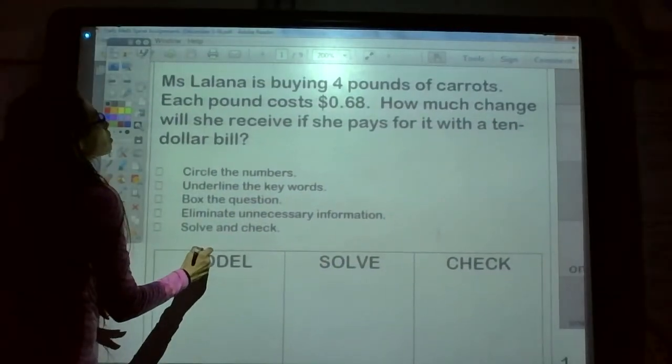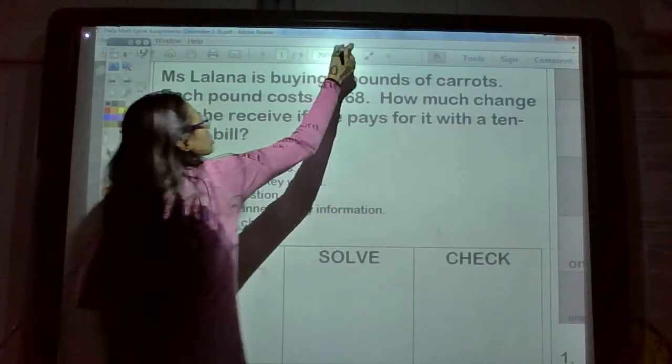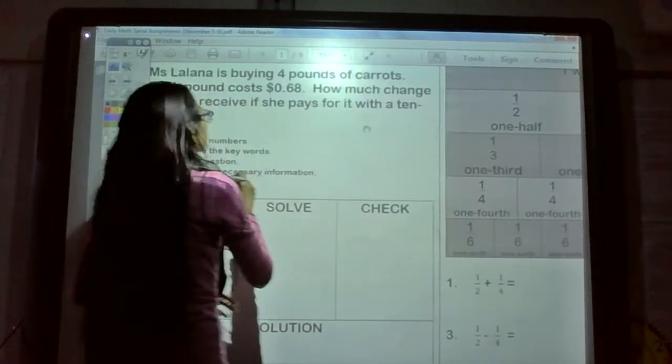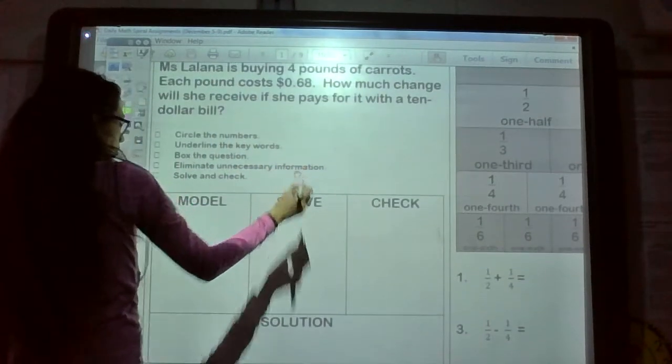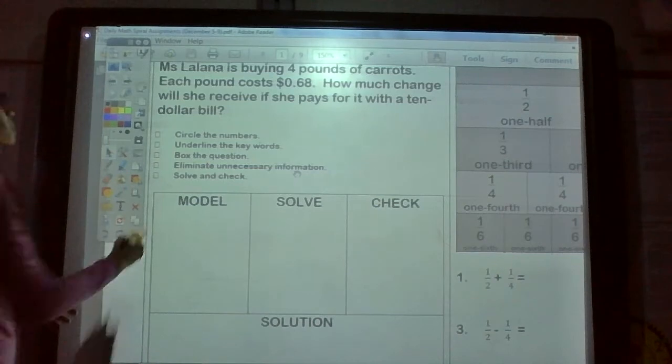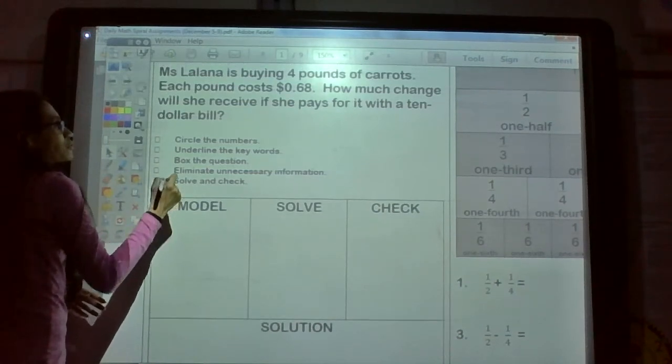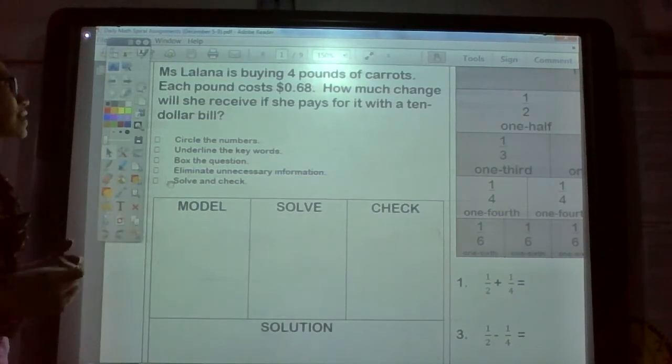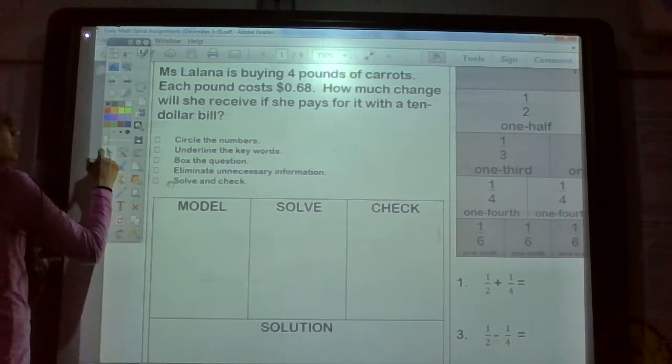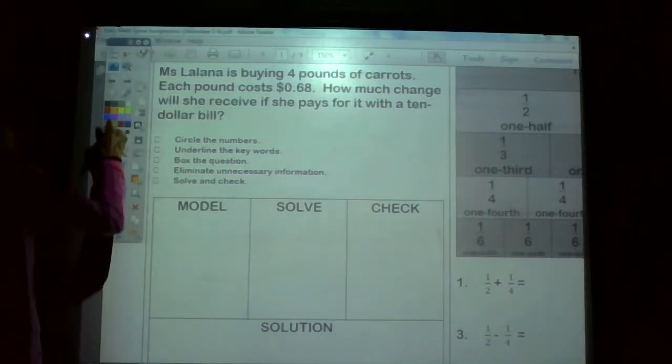It can't fit. Maybe I need to zoom it back out. All right, right there. So Miss Alana says, I am buying 4 pounds of carrots. Each pound costs 68 cents. How much change will I receive if I pay for it with a $10 bill?